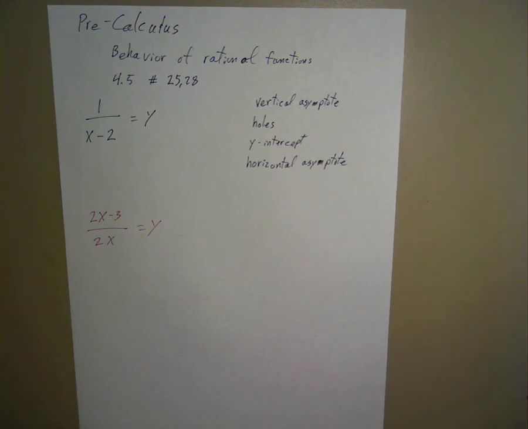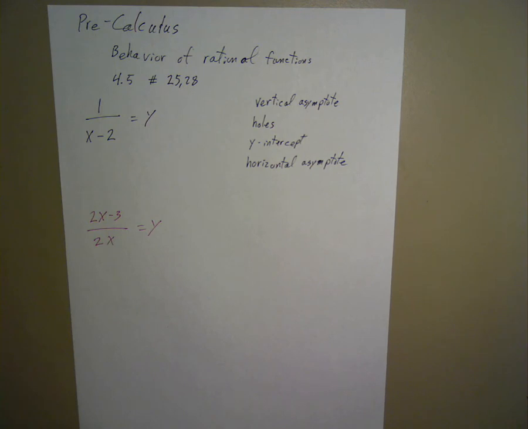Understanding the behavior of rational functions simplifies a great deal of working with them. In this case, we're going to find the vertical asymptote, the holes, y-intercept, and horizontal asymptote of these two functions.